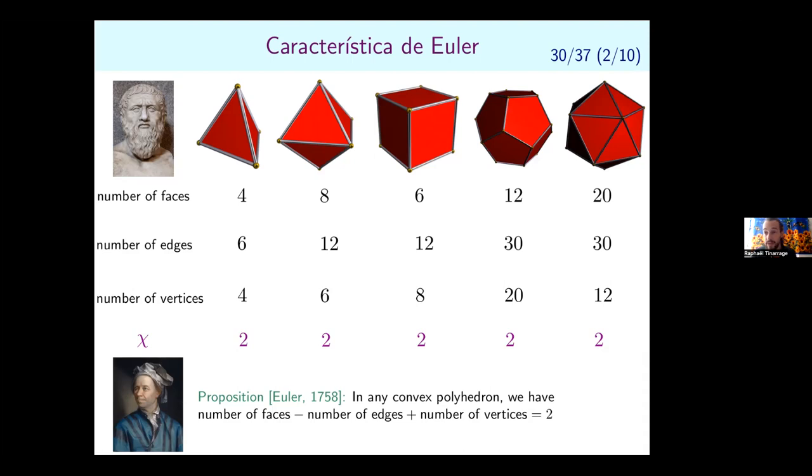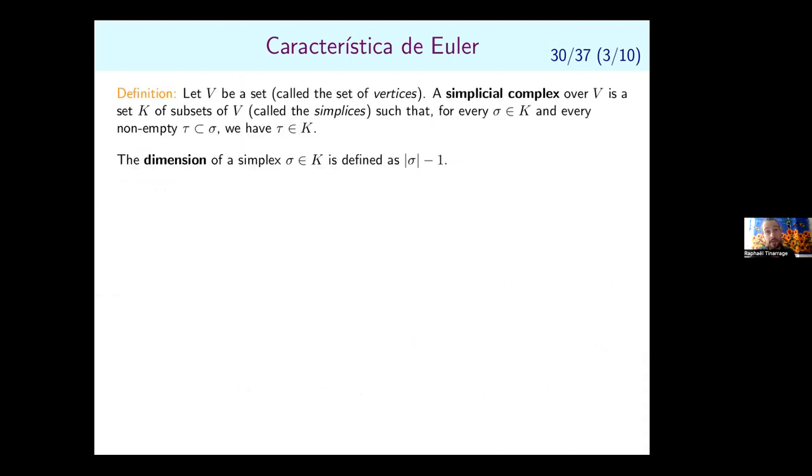What we would like to do is to generalize this Euler characteristic to any space, not only polyhedra, not only surfaces. And to do this, we need the notion of a simplicial complex. I will use it a lot in the next lesson, so let me introduce it right now. A simplicial complex is the object we use to encode topological spaces on a computer, basically. It's a combinatorial structure, a generalization of a graph. You have a set V called the set of vertices. A simplicial complex over V is a collection of subsets of V. These subsets of V are called simplices. And you have only one axiom: if you have a simplex, any subset of this simplex must also be a simplex.